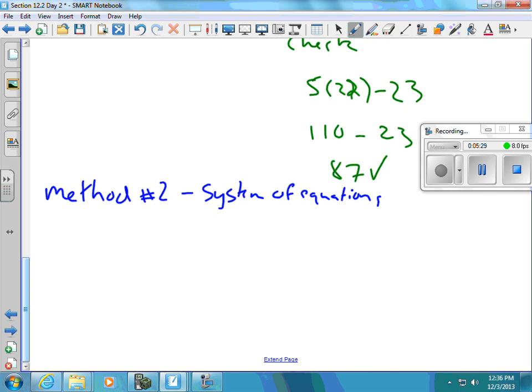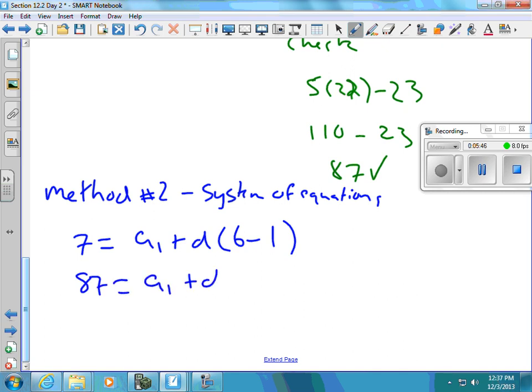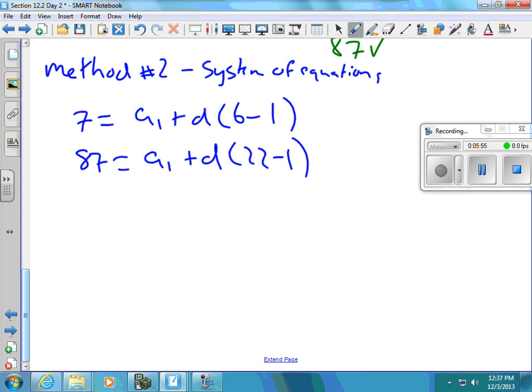System of equations, we have kind of a similar idea. We know that with our input of 6, we get an output of 7, a sub 1 plus d times 6 minus 1. And with our output of 87, that's going to match up with our input of, what do we input to get 87? We inputted 22. So we simplify these equations a little bit. We get 7 equals a sub 1 plus 6 minus 1 is 5d, and 87 equals a sub 1 plus 21d.